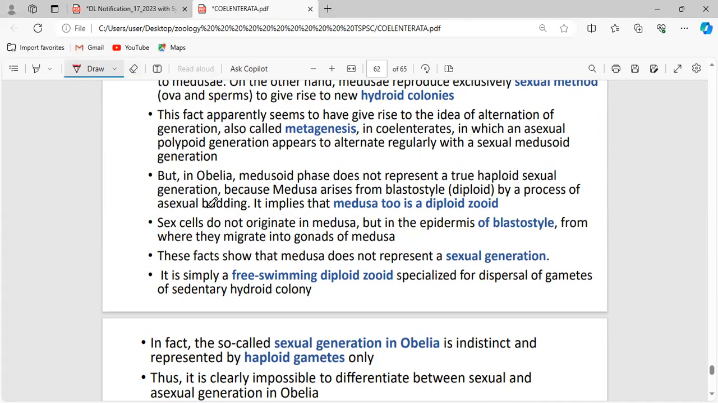In case of true alternation of generation, the medusa is the one that gives rise to the sex cells. But here the sex cells do not originate in the medusa but in the blastostyle. That is why gonozoids are a modification of the polyp.